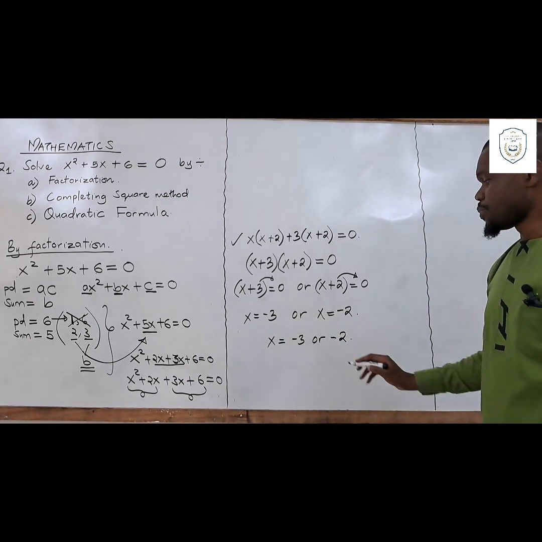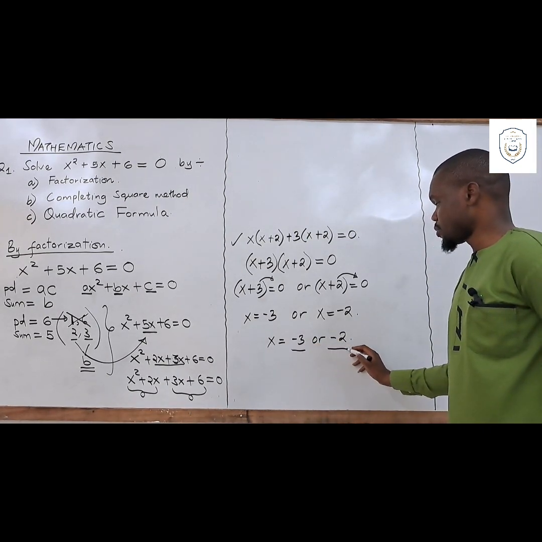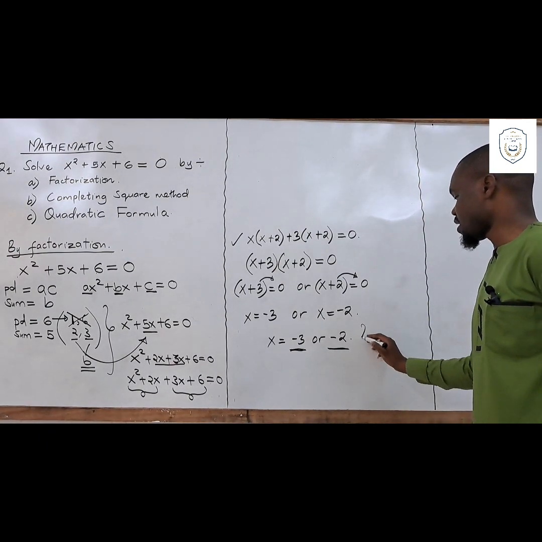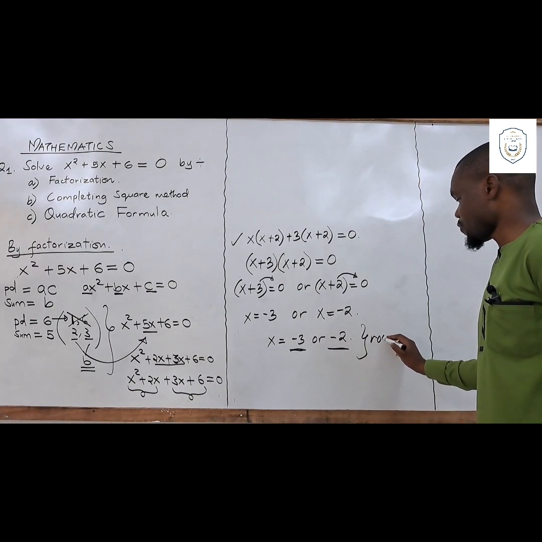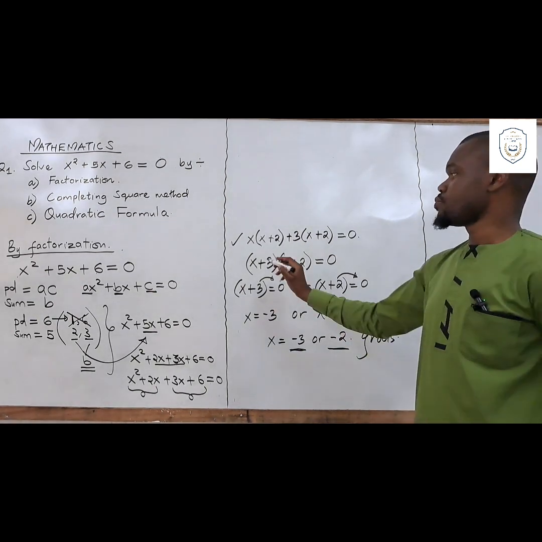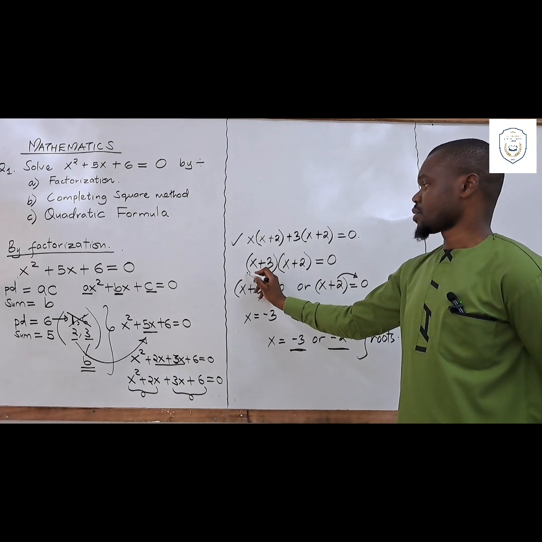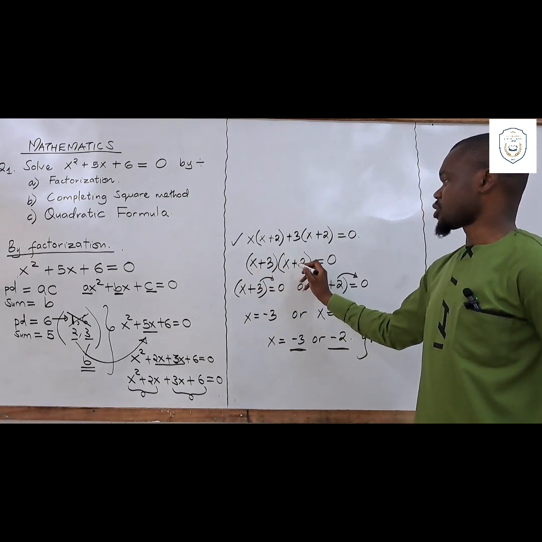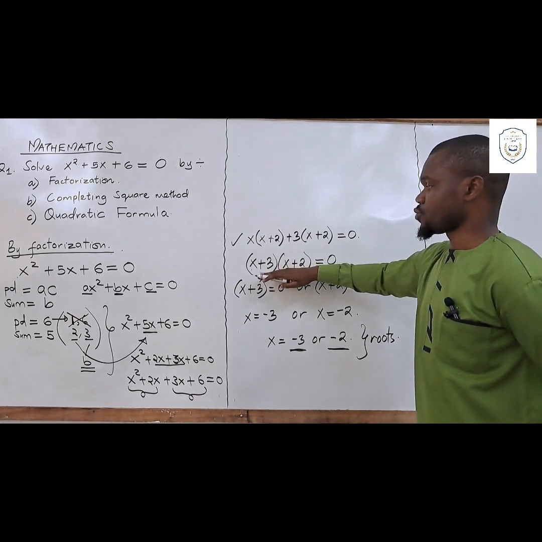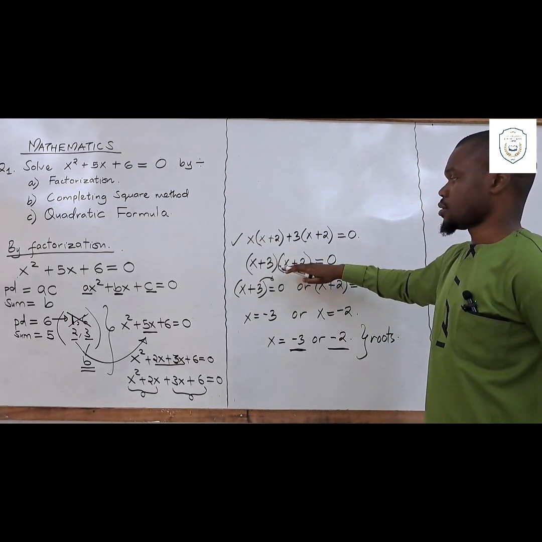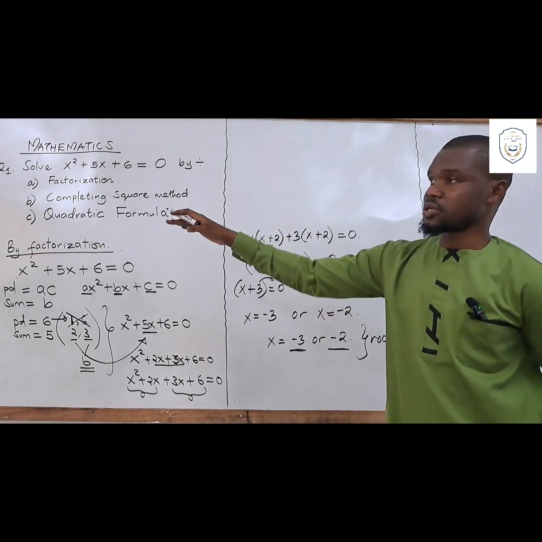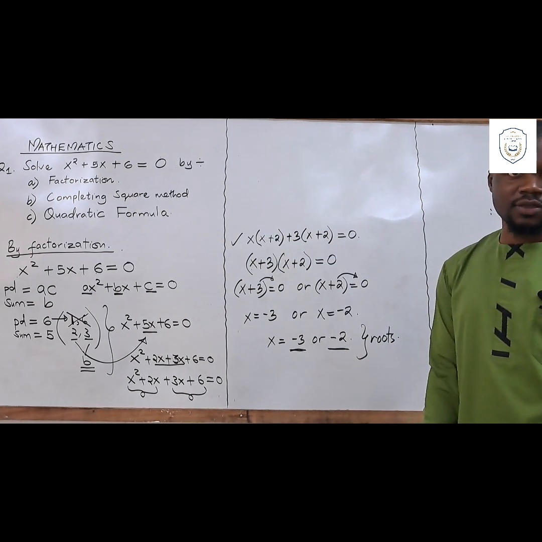Now, the values you are getting, that is negative 3 and negative 2, are referred to as the roots of the quadratic equation. The two brackets we get, that is x plus 3 and x plus 2, are normally known as factors. So we have gotten two factors, x plus 3 and x plus 2. That is why we call this method the factorization method.